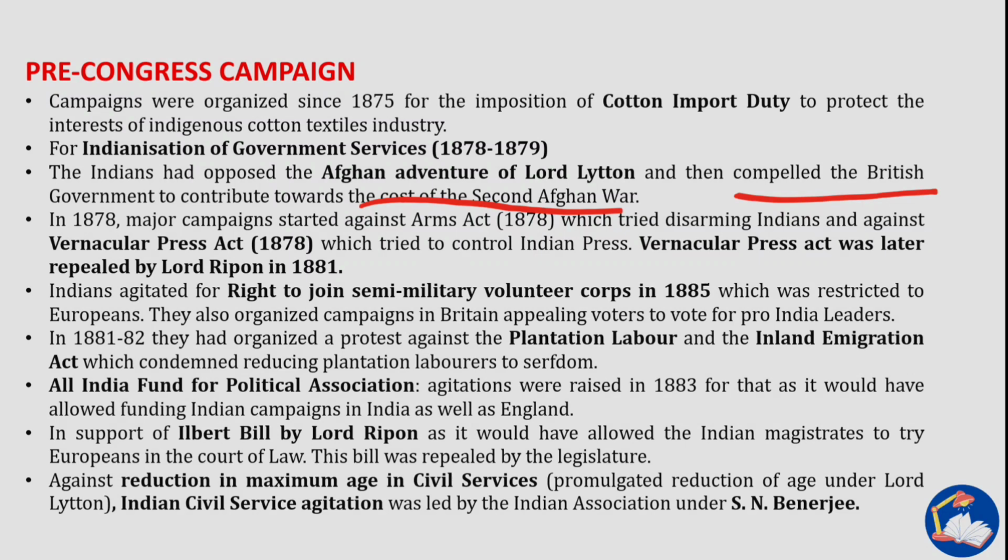In 1878, major campaigns started against the Arms Act of 1878, which tried disarming Indians, and against the Vernacular Press Act of 1878, which tried to control the Indian press. The Vernacular Press Act was later repealed by Lord Ripon. Both the Vernacular Press Act and the Arms Act came under Lord Lytton. These created a campaign, and they were removed by Lord Ripon in 1881.